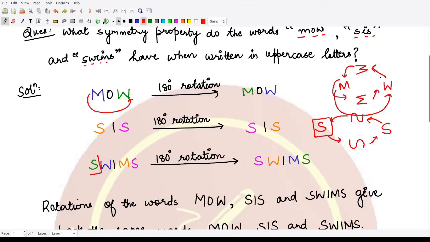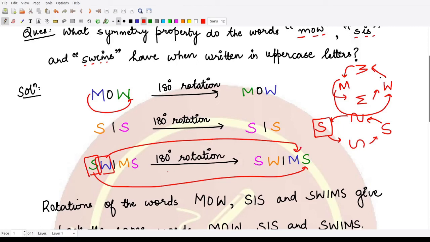SWIMS. Here this S, as I told you earlier, would come to the last position and still be S by 180 degree rotation. This W would go to the second last position and become M. I would be I. Why? Because the cycle for I would be like this. When you rotate it by 90 degrees, it would be like this. When you rotate it again by 90 degrees, it would be like this. Again like this, and again like this. Hence, we have the same figure when we rotate it by 180 degrees, correct? So this I would be I. This M would come to the second position and become W, and this S would come to the first position and still remain S.